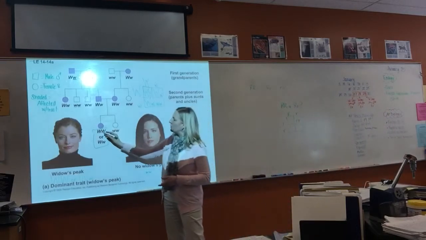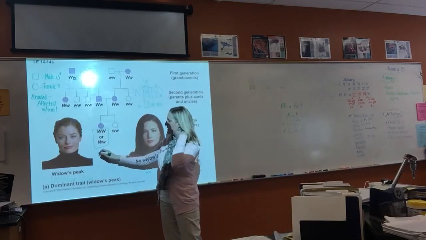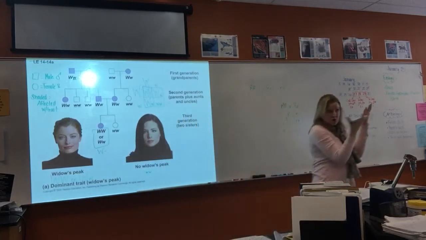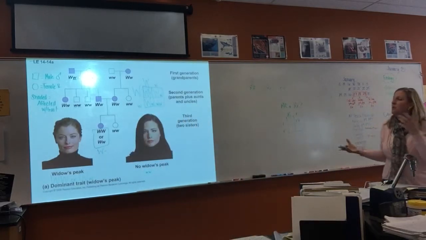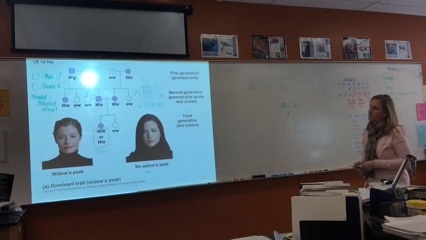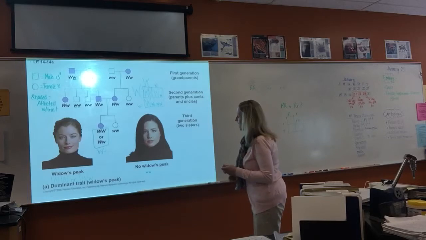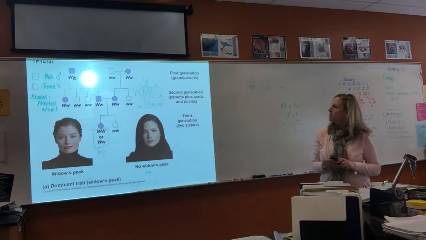Often when you do this, instead of writing big W or big W, little w, you can put a W slash. That means that we don't know. We know she has a big W because she's shaded in, but we don't know what her second gene is. All right. So sometimes you're not able to tell with that. All right, let's look at the next picture, next pedigree.